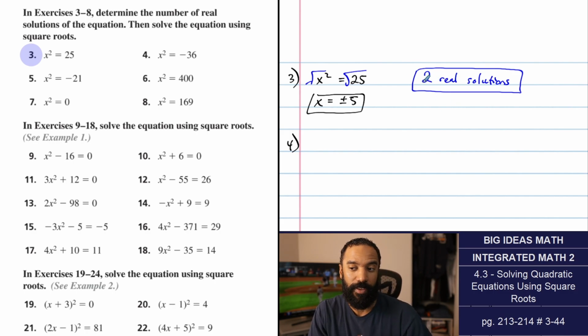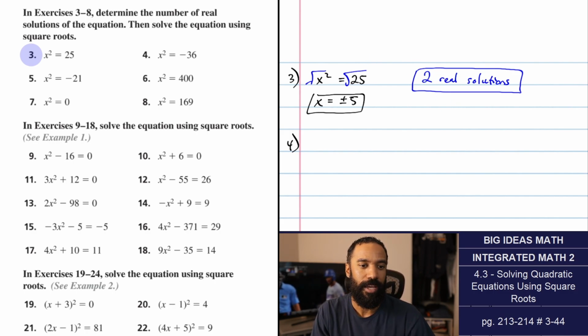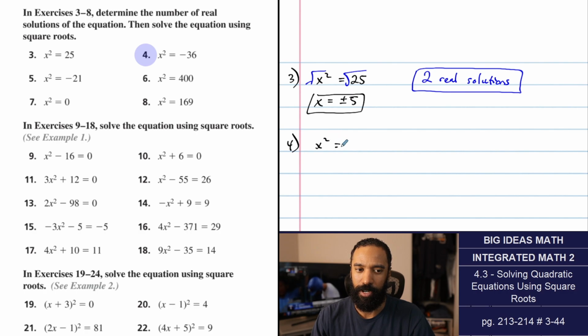Right? That's part of it. If you identify how many solutions there are, then maybe that helps remind you of what's going to actually happen. Now, number 4, you see x squared equals negative 36.